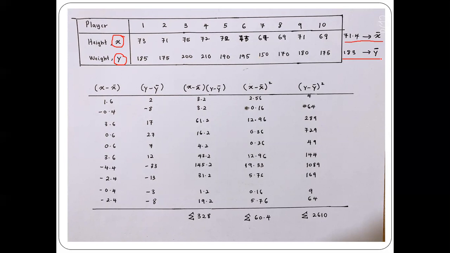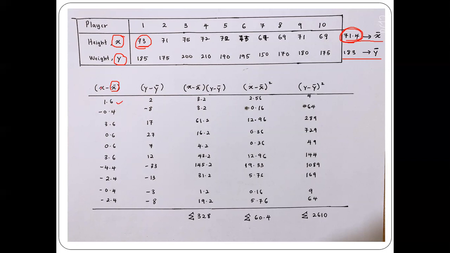Now you must get the value for x minus x bar. So x, for example, now x refers to 73, and x bar refers to 71.4. So 73 minus 71.4, then you will get 1.6.